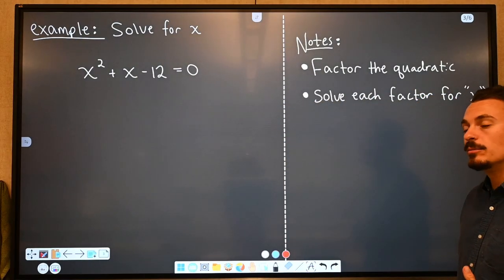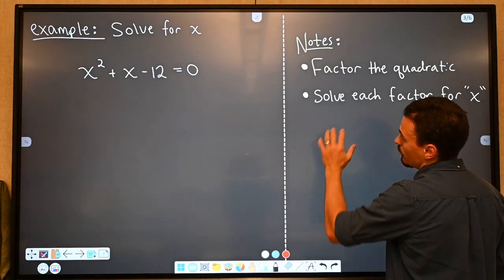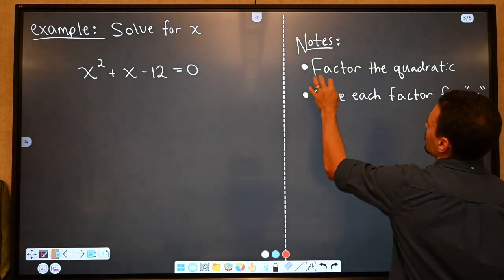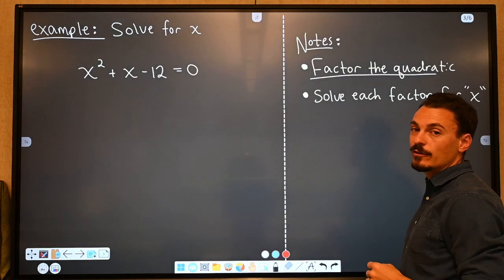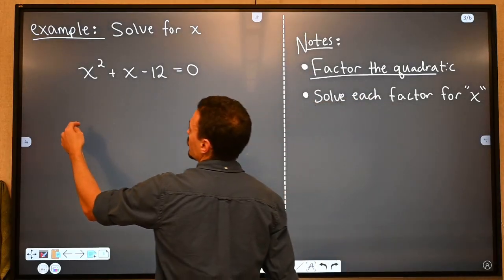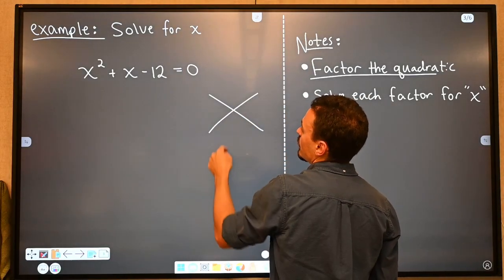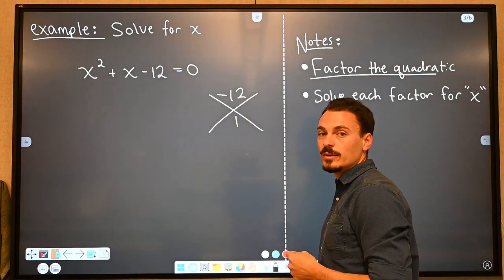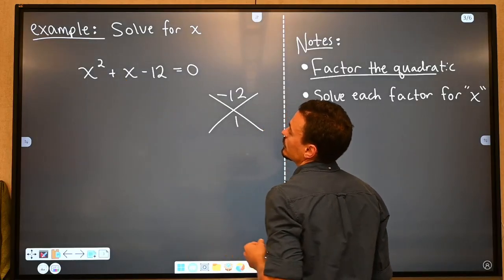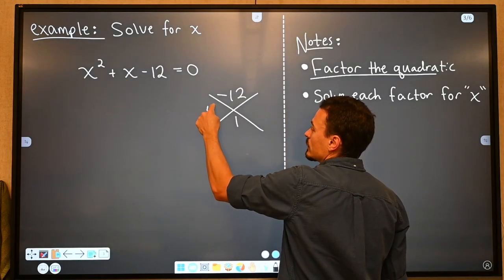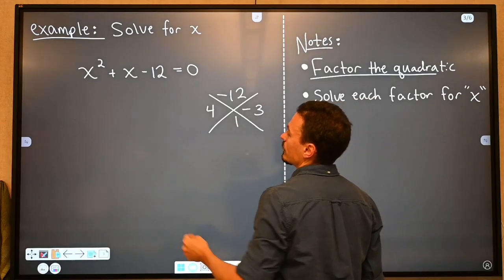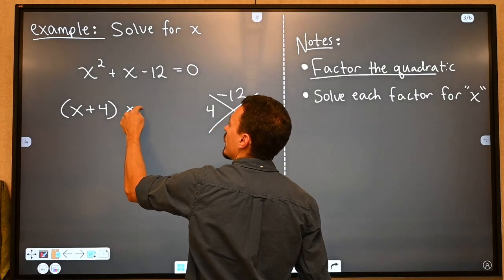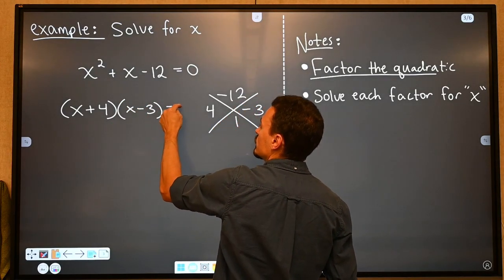Okay, this second example. There's a quick note right over here. Pause the video if you need to, but I'm going to start going. The note is to factor the quadratic first. So the first thing we have to do is we have to take our diamond. We need to factor. We have to factor this expression here. So that's going to be 4 and negative 3. So we get x plus 4, x minus 3 equals 0.